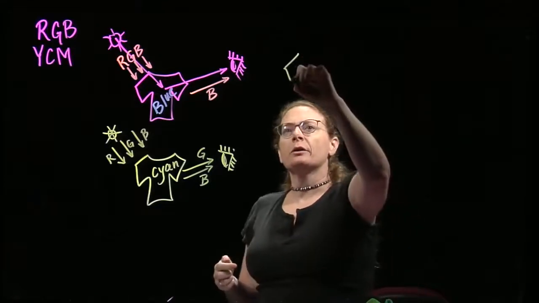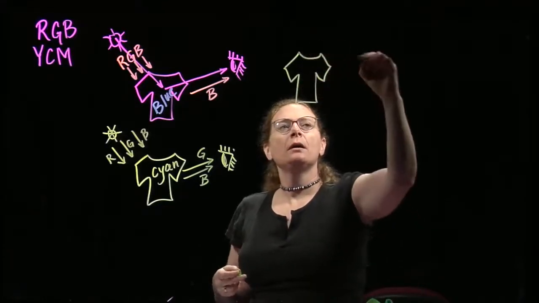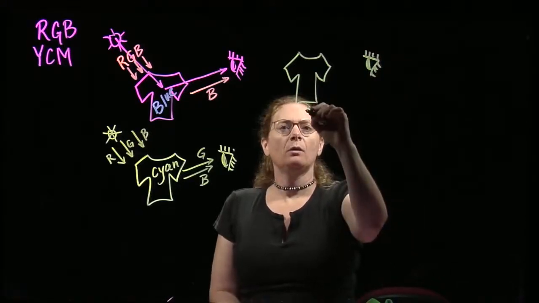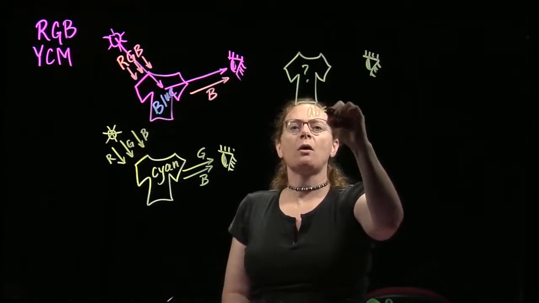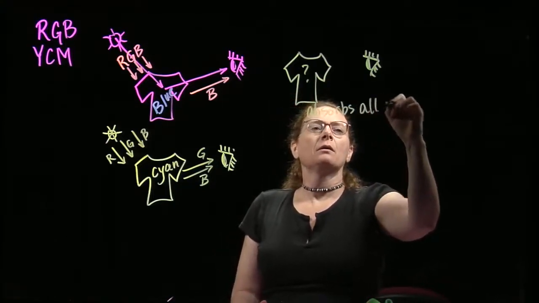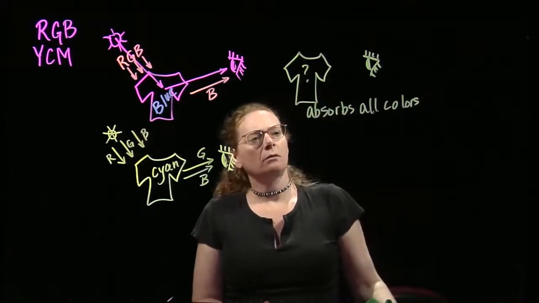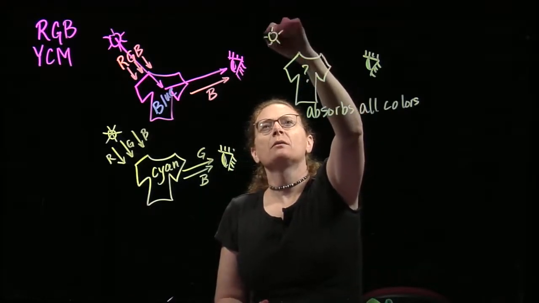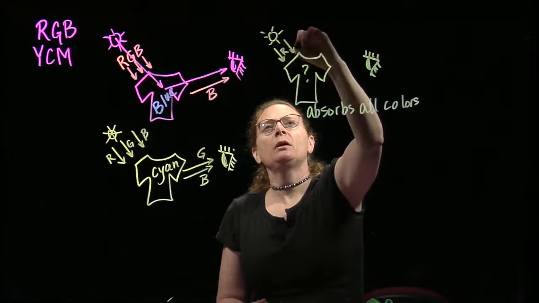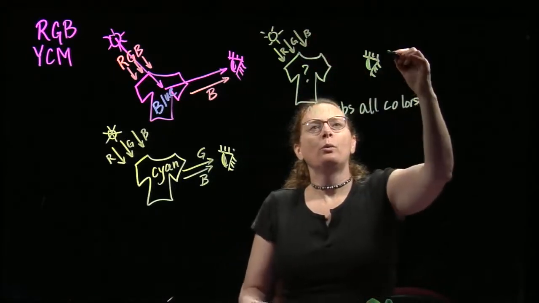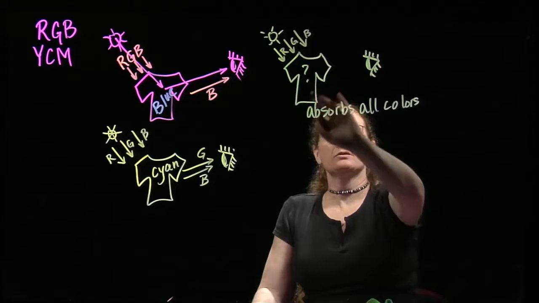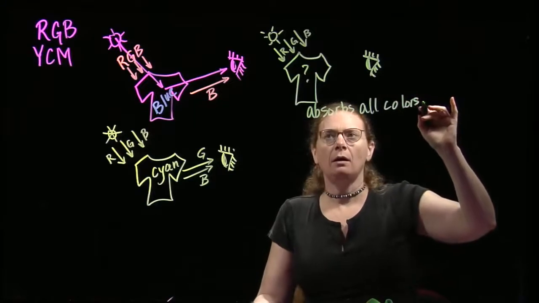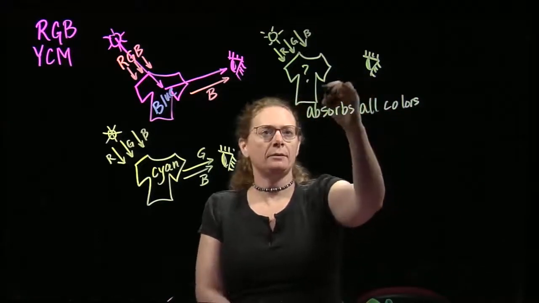What color of shirt would we want to have all the colors absorbed? What color of shirt absorbs all colors? Make a prediction. Pause if you need to. What would absorb all colors? So we've got the sun or light source. We've got RGB coming in. If it absorbs all the colors, what goes into our eye? Nothing. There's nothing coming into our eye. So what do we see? We see it as black.